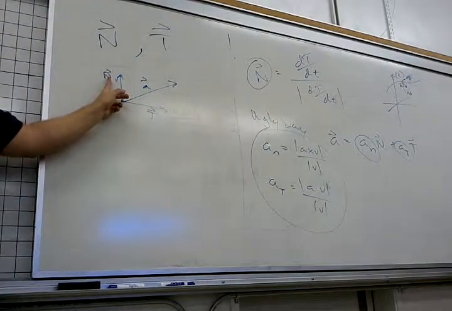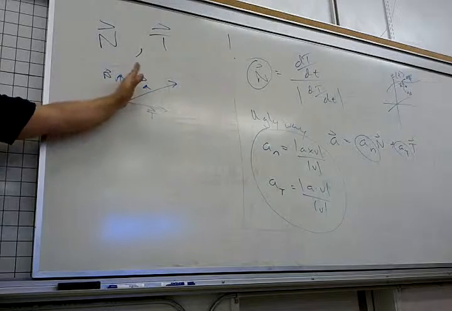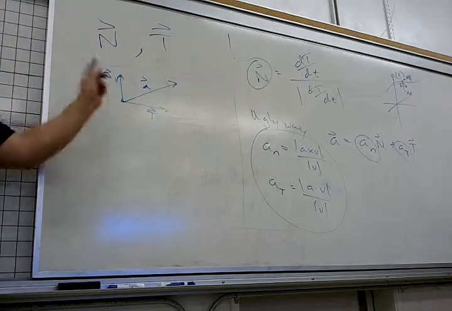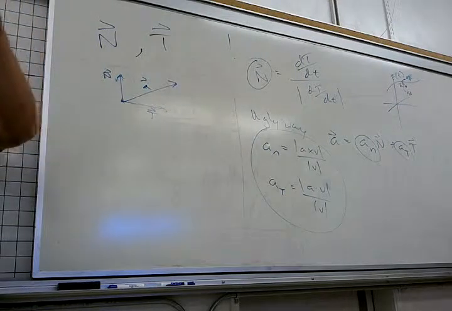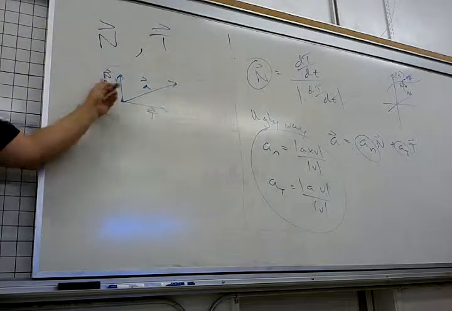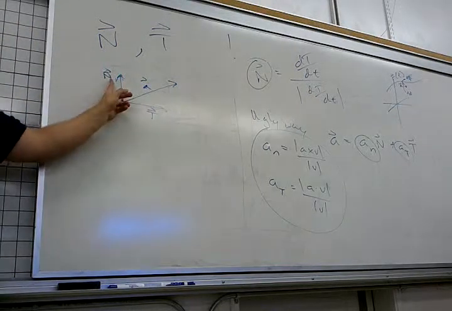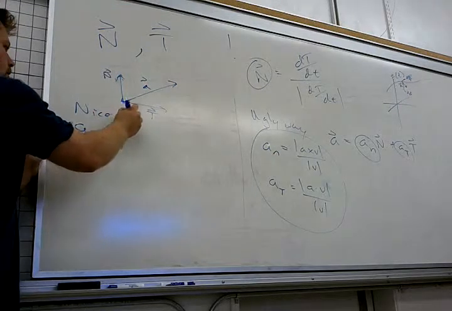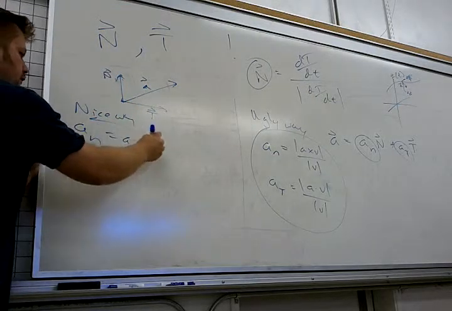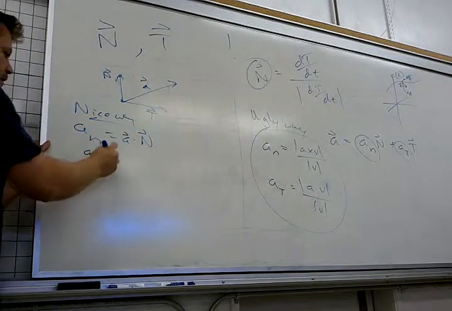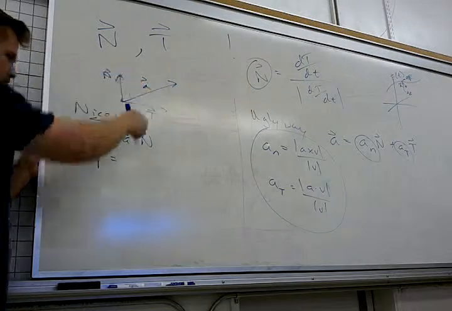A, how do I get the piece that goes along N? Considering N, what's the length of N? I know I've told a lot to you today, but what's the length of N? N and T are both what kind of vectors? Unit. So the length of N is 1. So I really just need A dot N. So the quick way, the nice way, is A dot N. So what's a_T? A dot T.